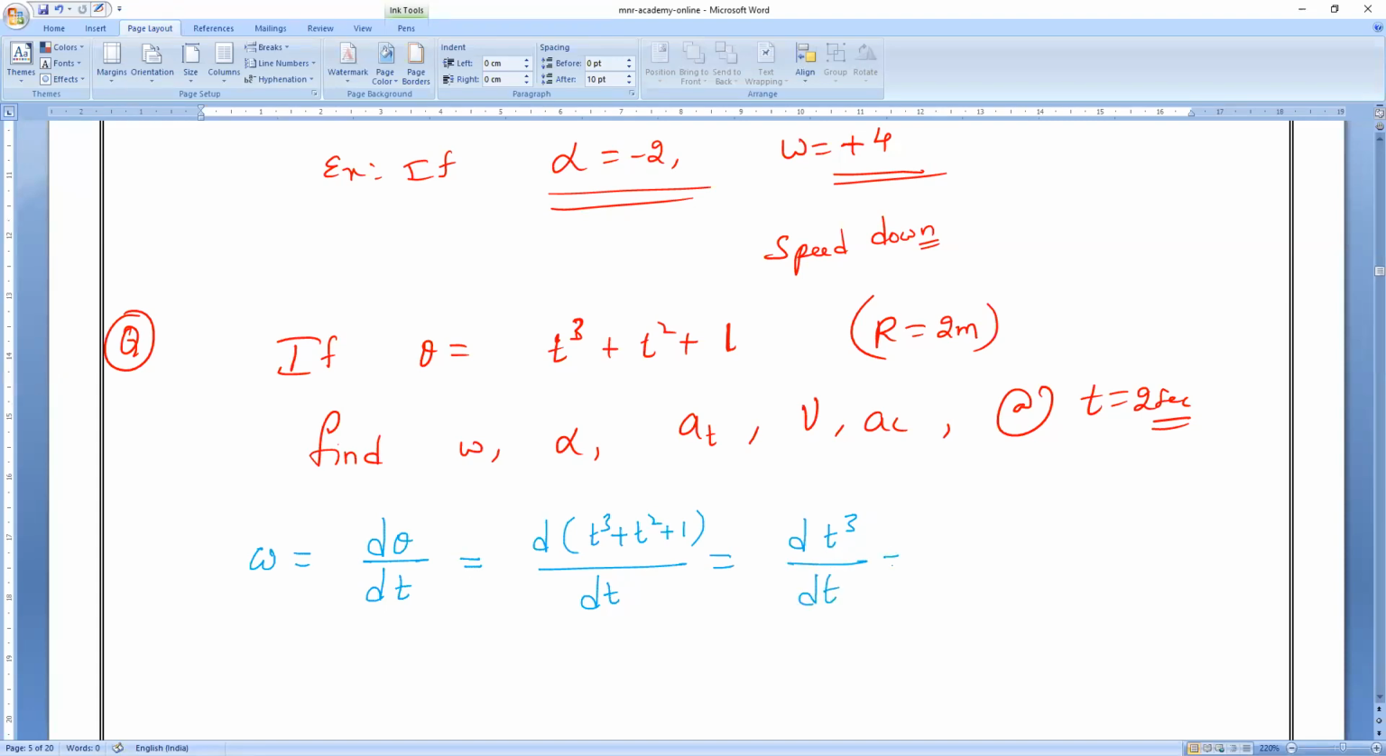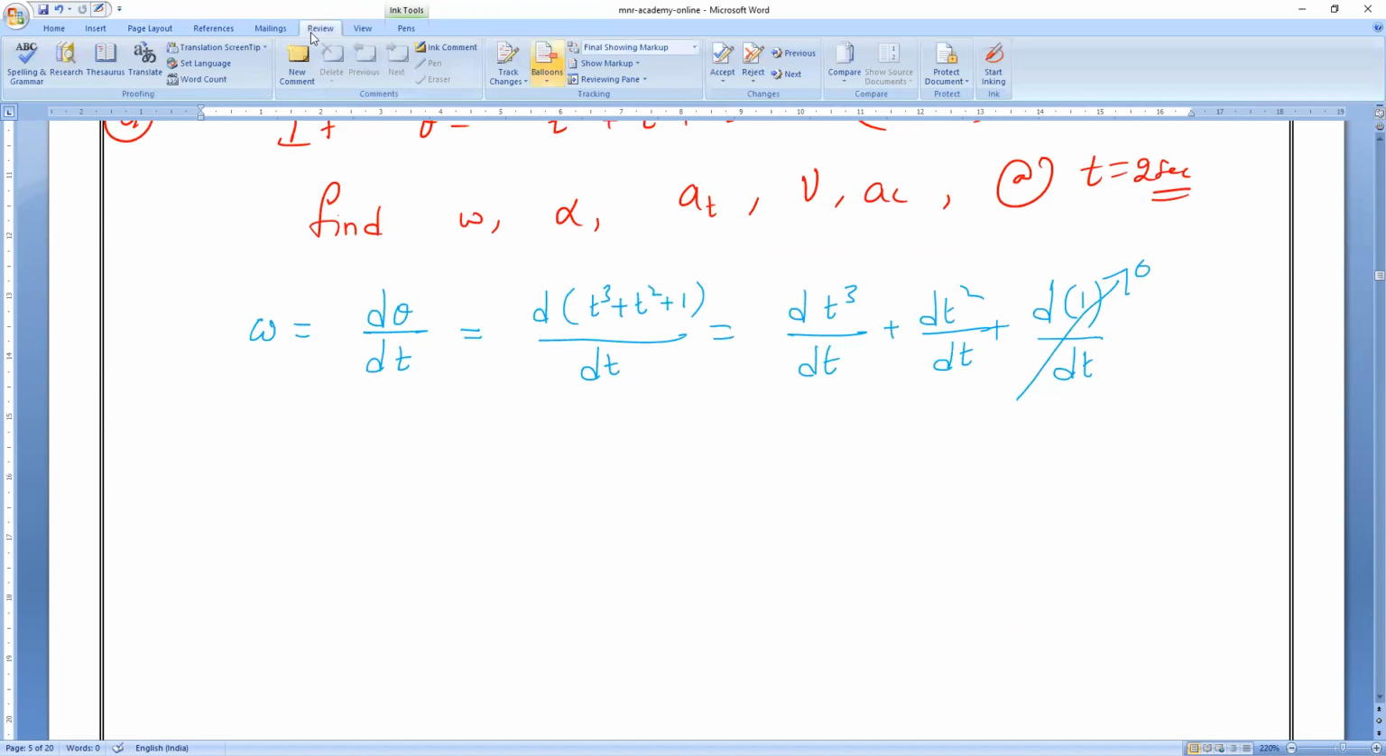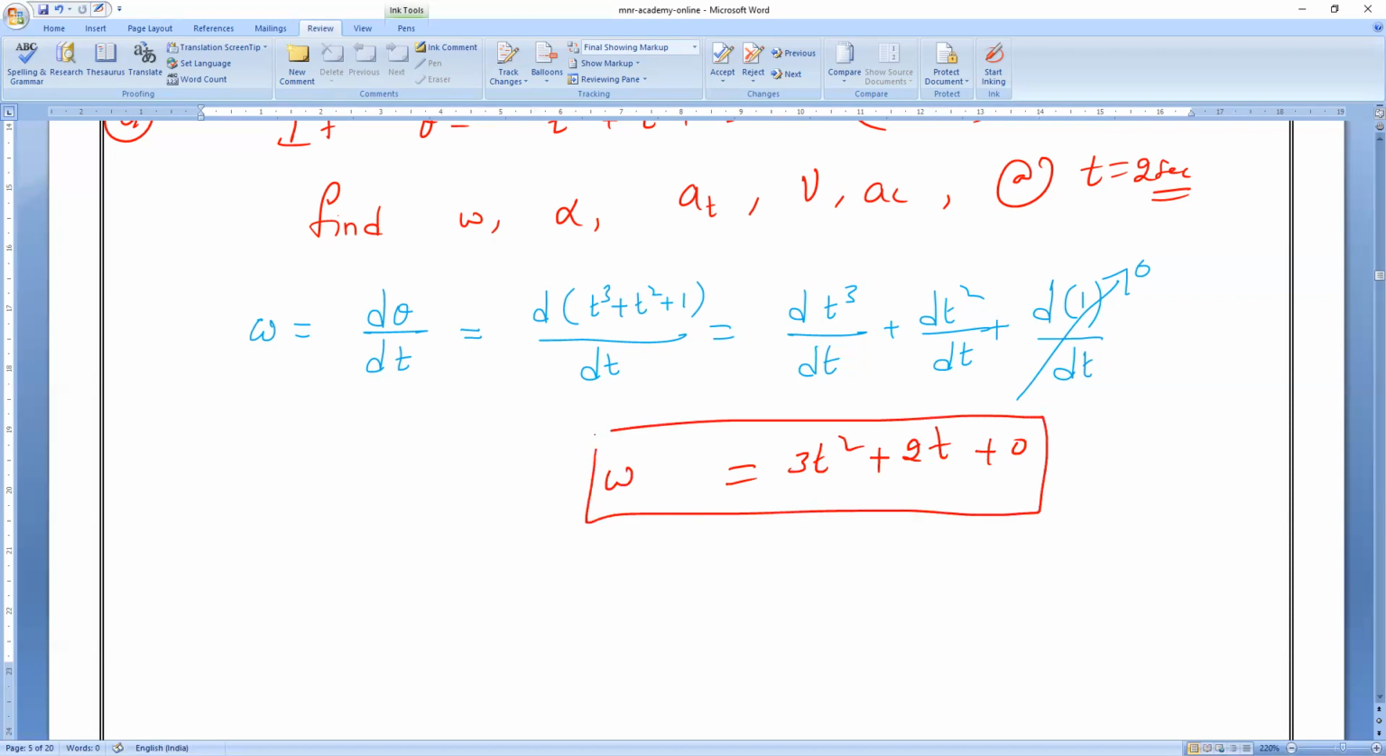So d(t cube) divided by dt plus d(t square) divided by dt plus d(1) divided by dt. So differentiation of a constant is equal to what? Differentiation of a constant is 0. For many people this is new, that is why I'm writing it the first time. You should directly say the answer. Differentiation of t cube is 3t square, plus differentiation of t square, 2t. Differentiation of a constant is 0. So omega is equal to this.